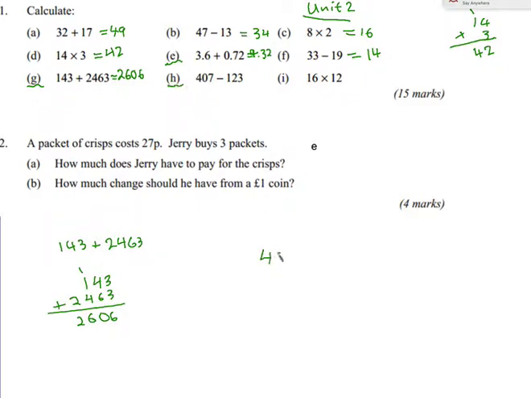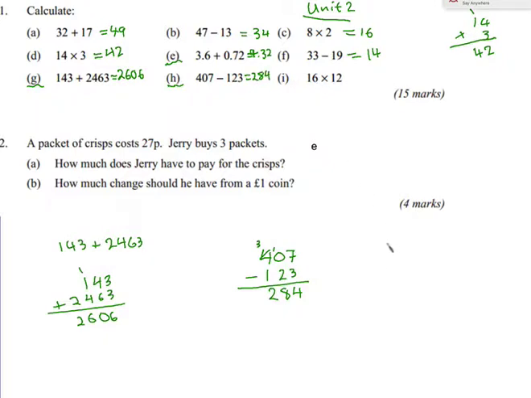407 subtract 123. 7 take away 3 is 4. Nothing take away 2, we can't do that. We can borrow 1 from this, so this becomes a 3, and this becomes 10. 10 take away 2 is 8. 3 subtract 1 is 2. So this here is 284.